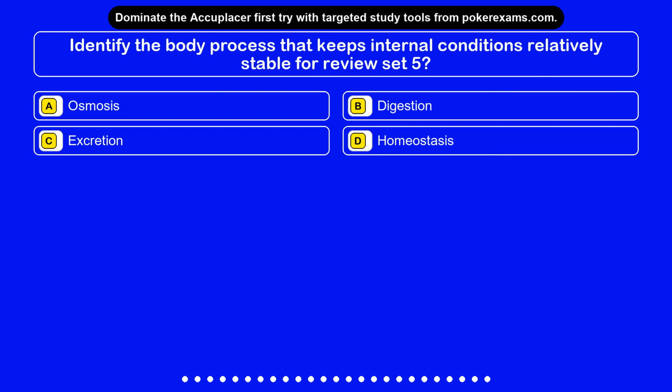Question 24. Identify the body process that keeps internal conditions relatively stable for review set 5. Option A, osmosis. Option B, digestion. Option C, excretion. Option D, homeostasis.